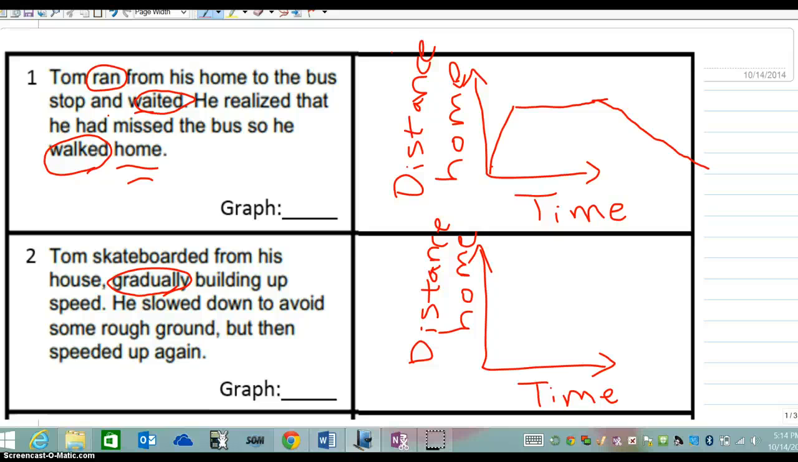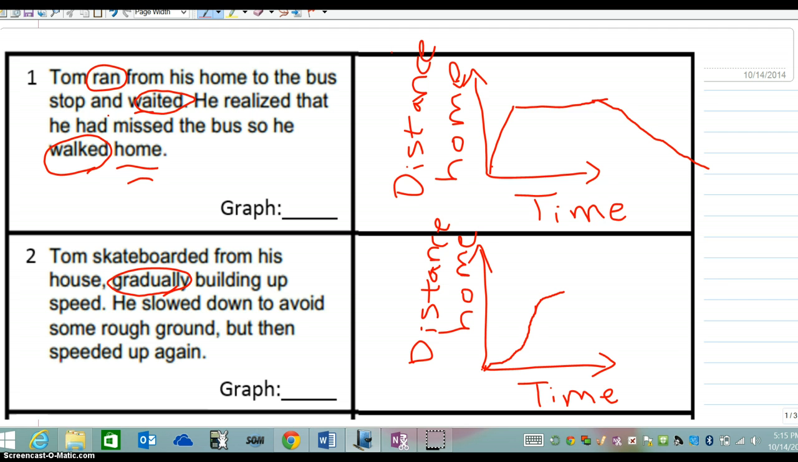If you're slowing down slower and slower and slower, then you're going to find that you're also going to have a curve, but it's going to look different. So let's look at this one. He gradually built up speed. That means that he is going and he's going fast, but then he's getting faster and faster and faster, so it curves up. He slowed down to avoid some rough ground. In other words, the distance from his home is still increasing because he's still skateboarding away, but it's going to decrease slower.